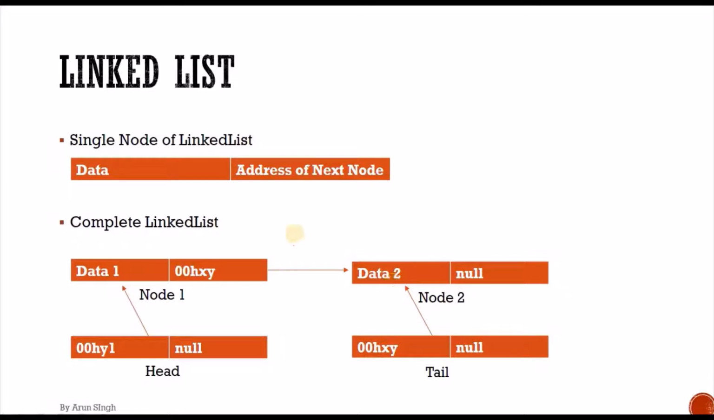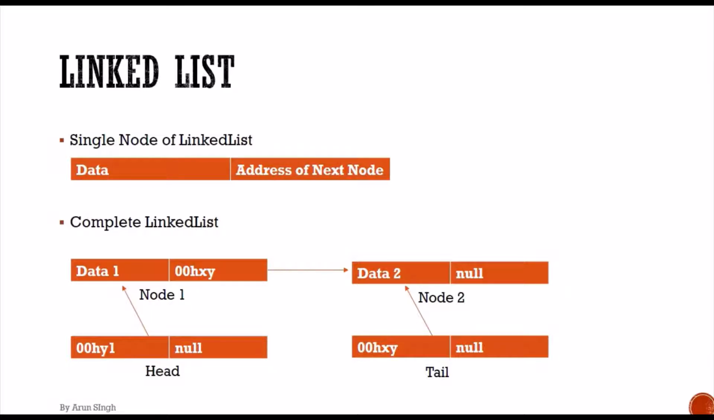When I say it's a complete linked list, there is a header node and there is a tail node. Header node contains the address of the first node and tail node contains the address of the last node. Why is this header and tail required? How will I reach this first node? To reach this first node, I need the address of this first node. To get the address of this first node, I have to store that address somewhere, and that is the head.